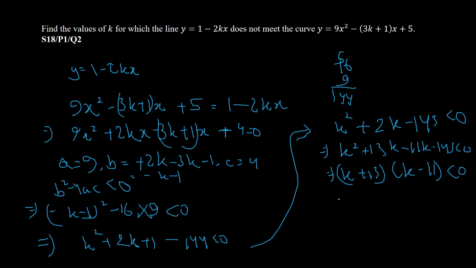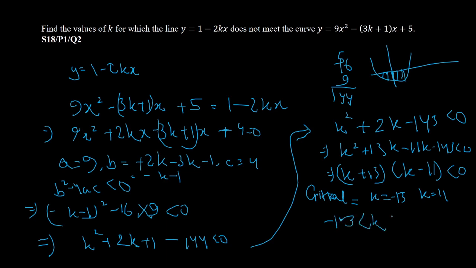So your critical values are going to be k equals minus 13 and then k equals 11. Because we actually know that it's going to be looking like this, so it's going to be minus 13, let's say here, and then 11 here. So it's going to have this thing less than 0 only in this part. So therefore we can say that minus 13 less than k less than 11 is going to be our range.